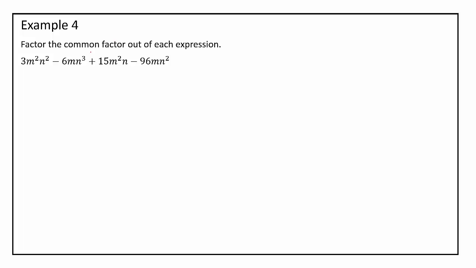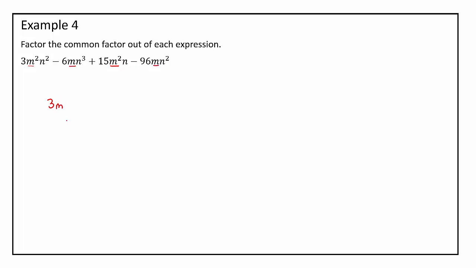Oh no, on example 4, we've got more than one letter. So we're going to look at this as basically 3 different problems. We're going to look at the numbers 3, 6, 15, and 96, which are all divisible by 3. Then we're going to look at just the m's and say, what is the least m's that I have? I've got an m squared, an m squared, and an m, so I can only take out an m.